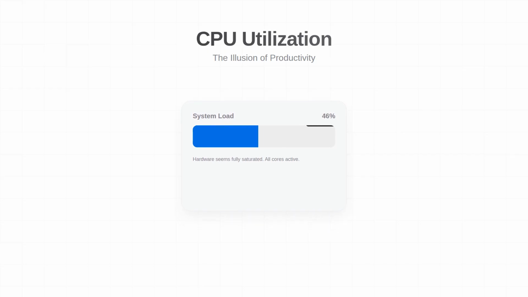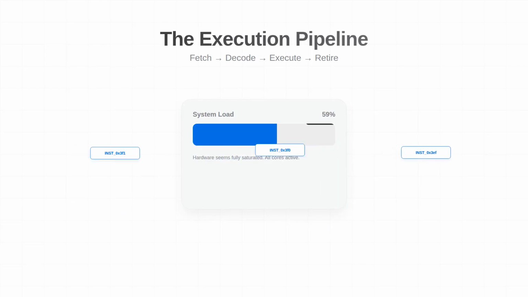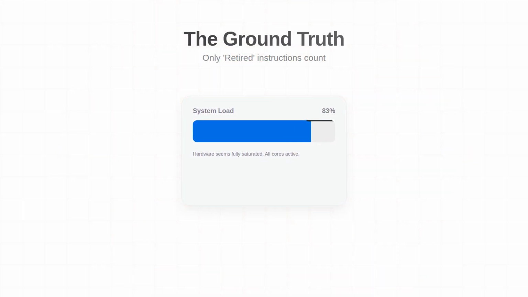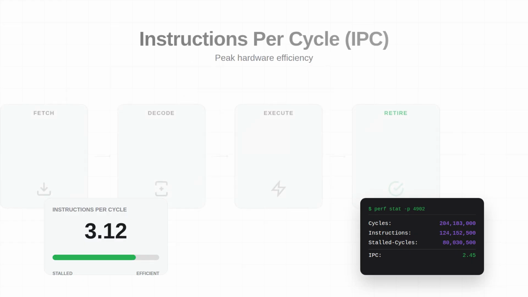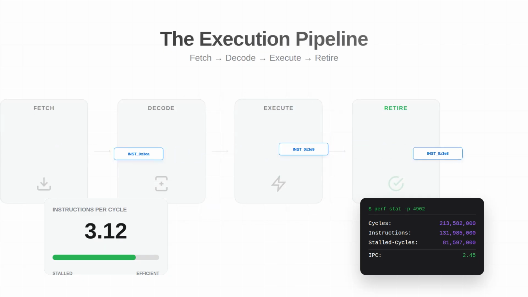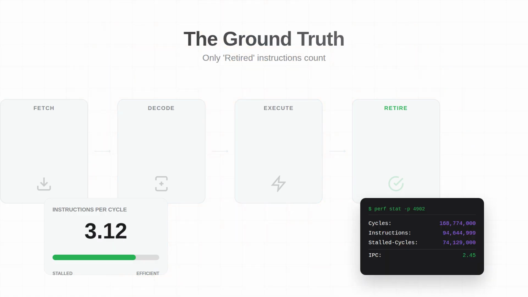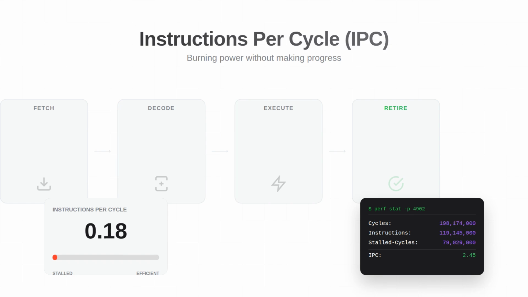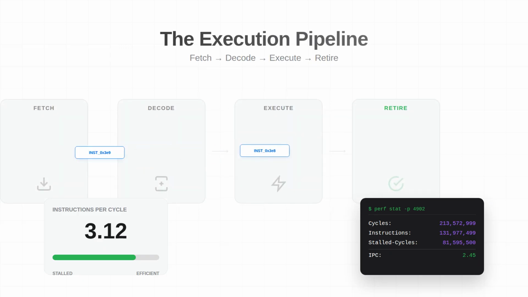To understand why utilization is a lie, we have to look inside the execution pipeline. Modern CPUs don't just run code in a linear fashion. They fetch, decode, execute, and retire instructions in a complex, out-of-order dance designed to keep the silicon busy. A single instruction might take dozens or even hundreds of clock cycles to complete if it is a hardware snag. The real ground truth isn't found in your source code or your logs. It's found in the retired instructions, the ones that actually crossed the finish line and committed their results.